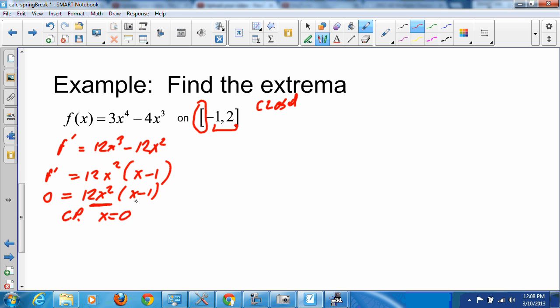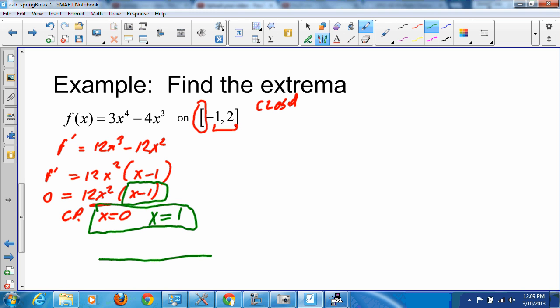And the only other thing we have to consider is what causes this to equal 0? Well, that's pretty simple, when x equals 1. So the first thing we need to look at is, are these two critical values inside of the interval between -1 and 2? And clearly they are. So let's go ahead and do a sign chart on this one.